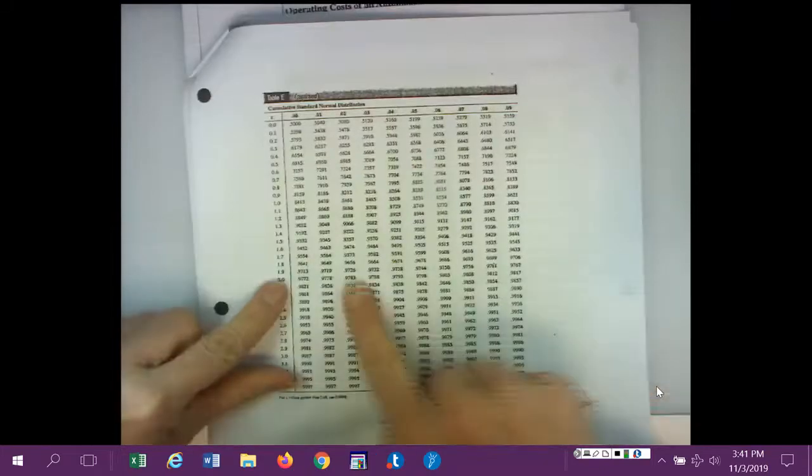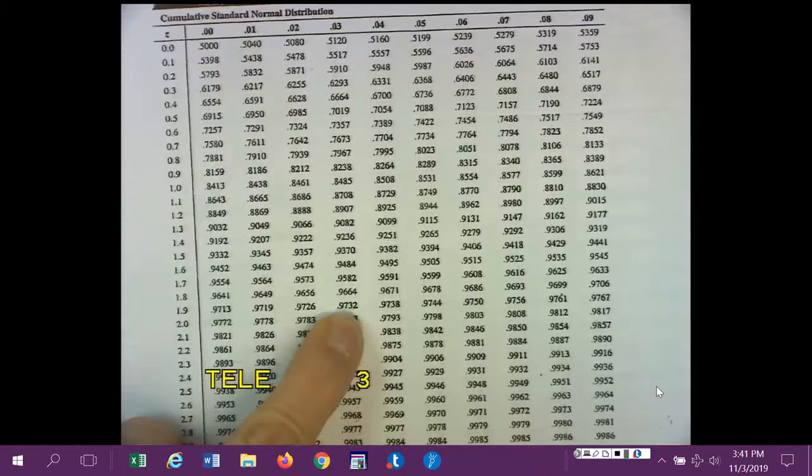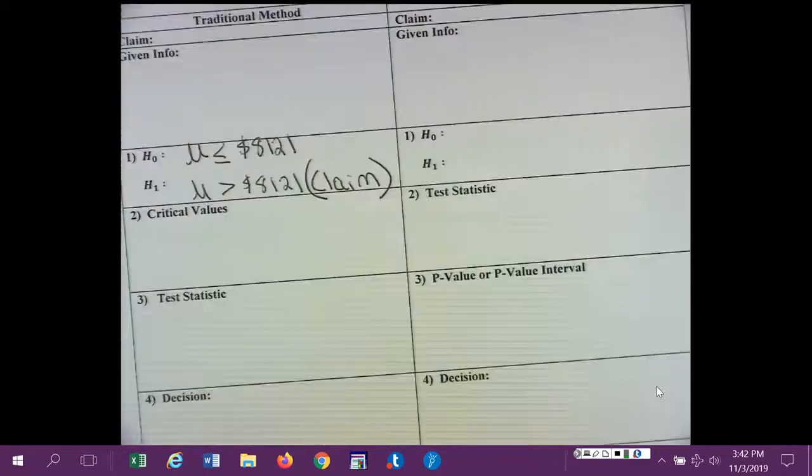But remember, you're going to get the area below it. So 1.93 looks like to me 0.9732. 0.9732 is the area below it.